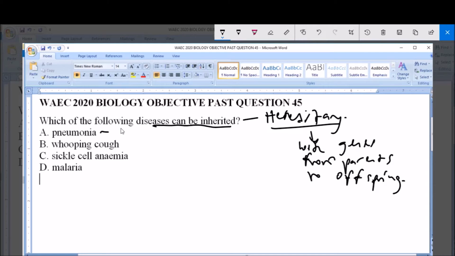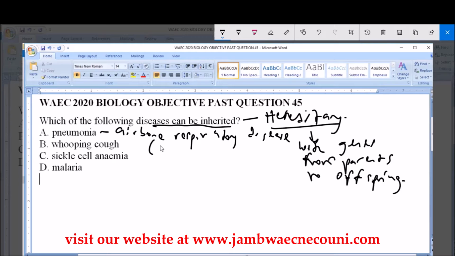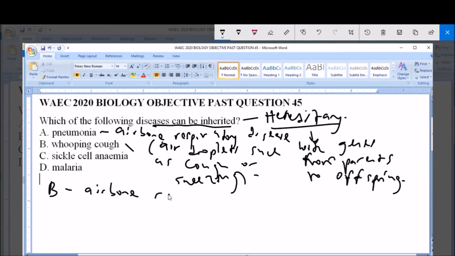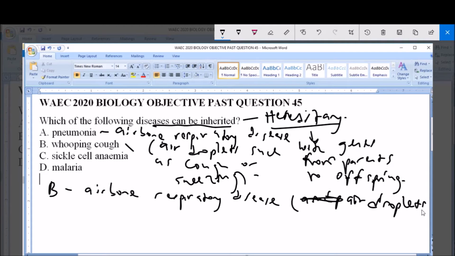Now, pneumonia is an airborne respiratory disease. That means it is transmitted via air droplets, such as from cough or sneezing. So that is how pneumonia is transmitted. Now option B is whooping cough. Whooping cough is also an airborne respiratory disease, transmitted via air droplets, that is cough and sneezing.